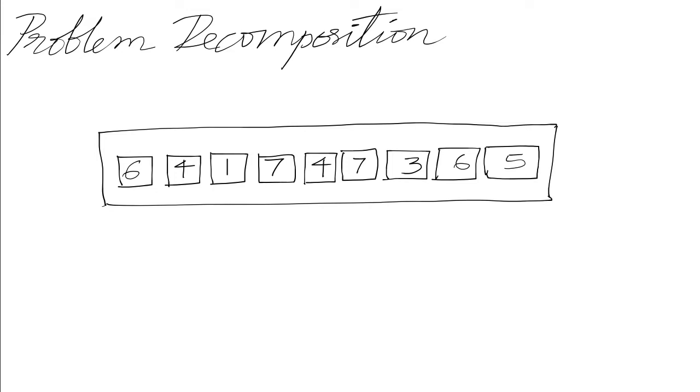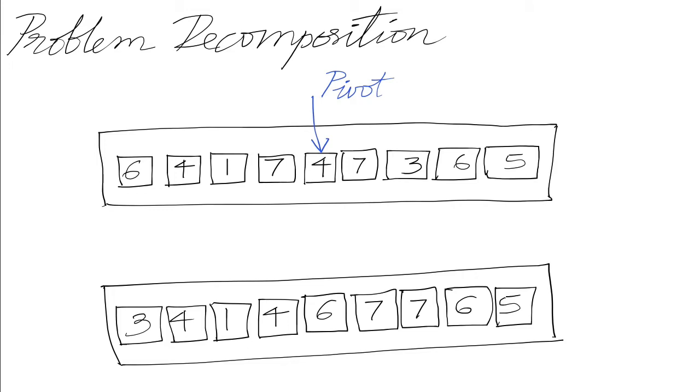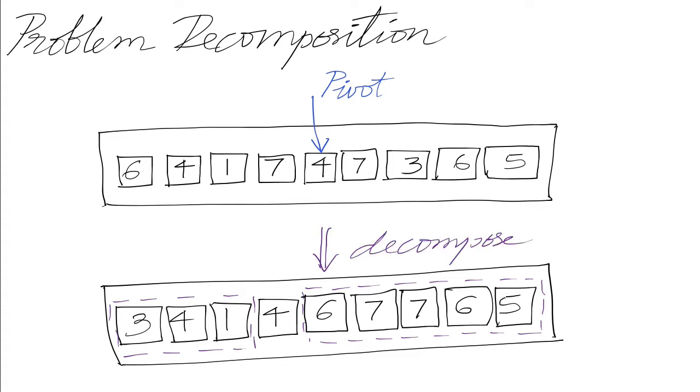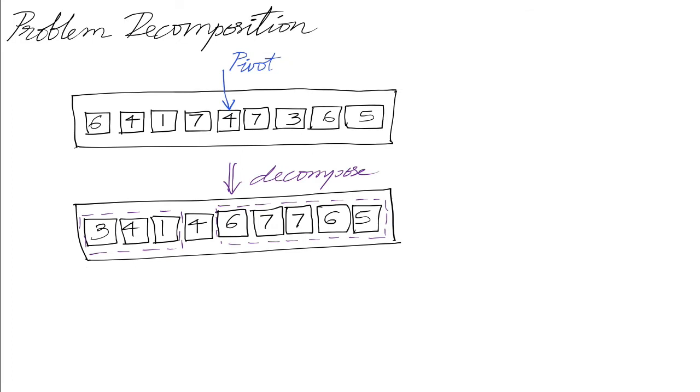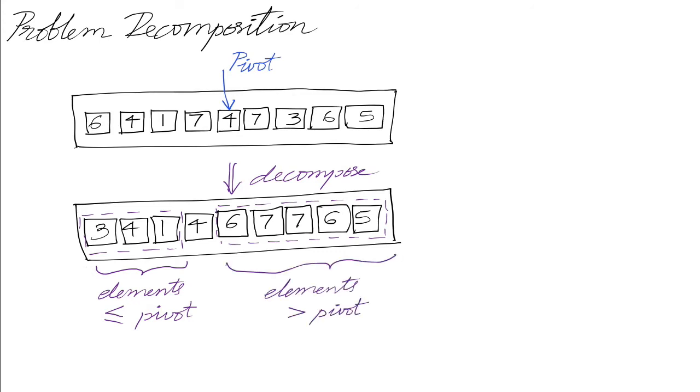We pick a pivot, in this case 4, and we create another list. The left side of the pivot are these three elements, and the right side of the pivot are these elements. This is the decompose step. We pick a pivot and we divide this into sublists. This section is less than or equal to the pivot, and this right section's elements are greater than the pivot, but they're still not sorted.